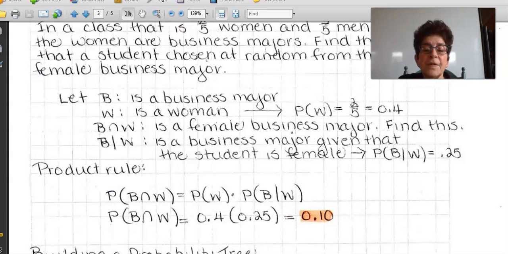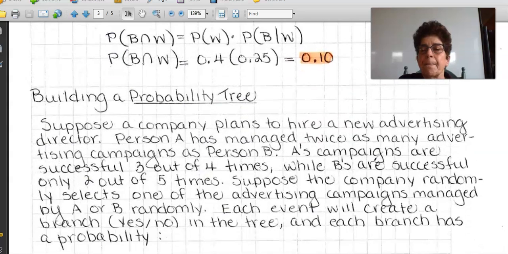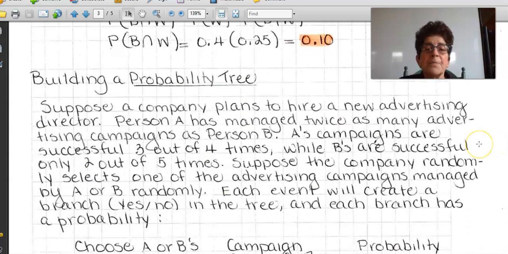Sometimes it's useful to visualize these multiple events with a probability tree. Suppose we are part of a hiring committee and we want to hire a new advertising director. We have two people we're considering, person A and person B. Person A has managed twice as many ad campaigns as person B, and A's ad campaigns are successful 3 out of 4 times, while B's are successful 2 out of 5 times.